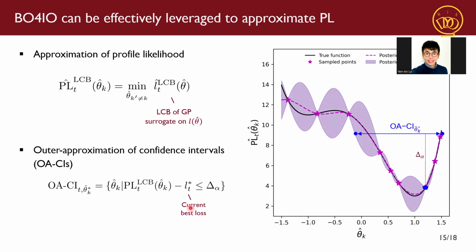If we pick the lower confidence bound of our profile likelihood, then we can get an outer approximation of the confidence intervals. We have a simple proof on paper showing that it always bounds the original confidence intervals from the traditional PL analysis, so it is the worst-case approximation of our confidence intervals.